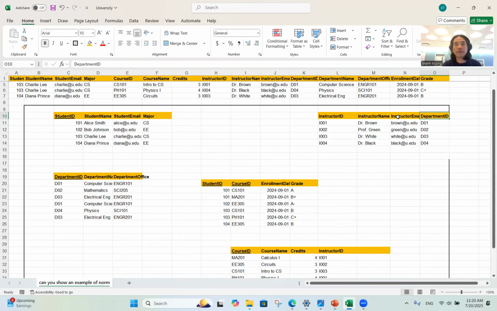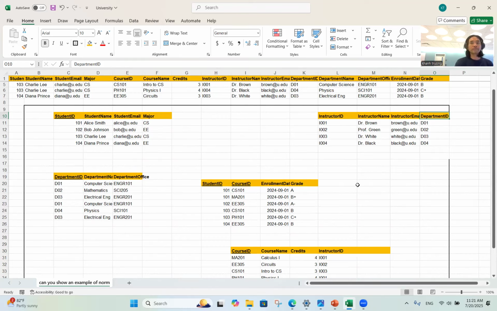The department ID depends on the instructor ID. A specific instructor teaches a specific course. Let's say physics, chemistry, they actually have their offices in the department, right? That's the department ID, which directly depends on the instructor ID.